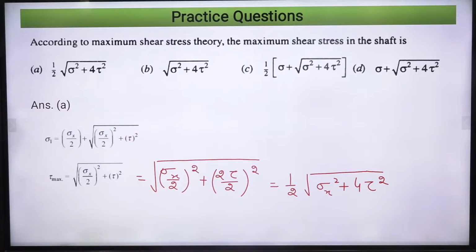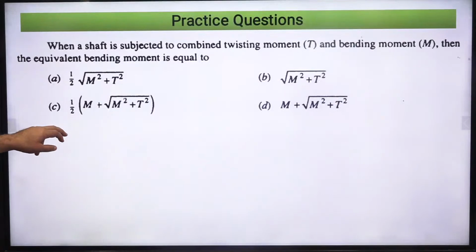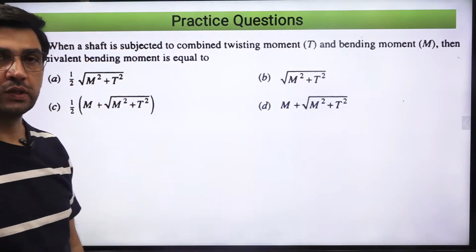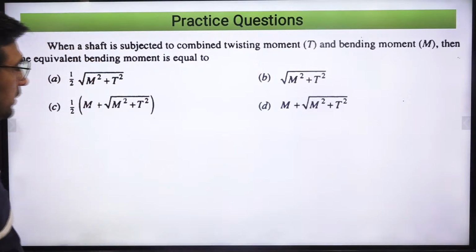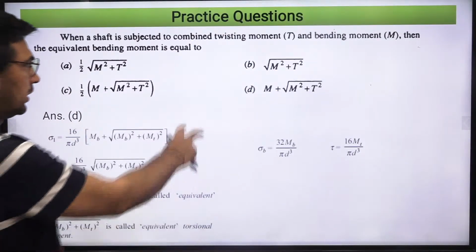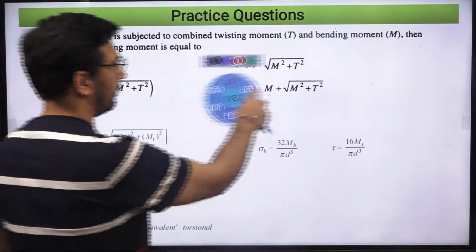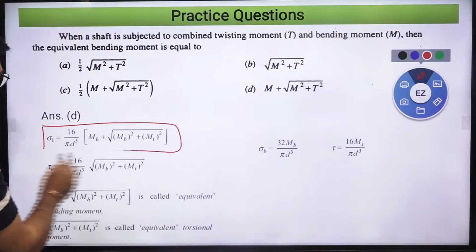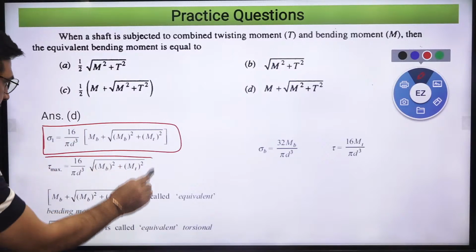Now, on similar lines, the question could be framed this way also. Just see, when the shaft is subjected to combined twisting moment and bending moment, then the equivalent bending moment is equal to what? It is the same thing, only the difference is going to be, just have a look over here. If you remember the formula, you have this value of principal stress and this is the maximum value of the shear stress.